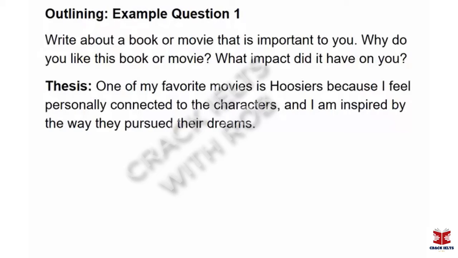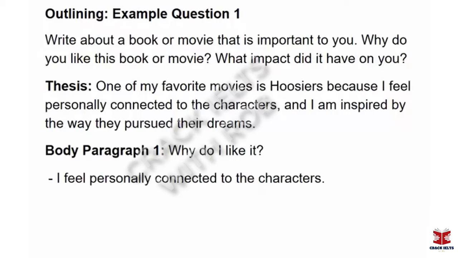Well, it inspired me. So this thesis responds to both questions, and it indicates how the essay is going to be organized. Okay, so the first paragraph then is going to provide details about why I like the movie. And remember, in the thesis statement, the main reason is that I feel personally connected to the characters. Okay, now this is true for me.